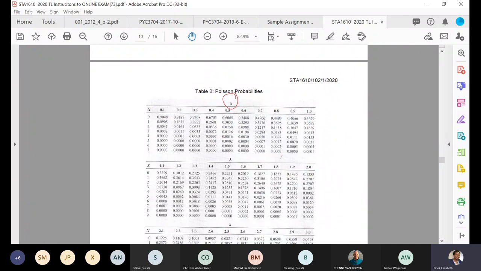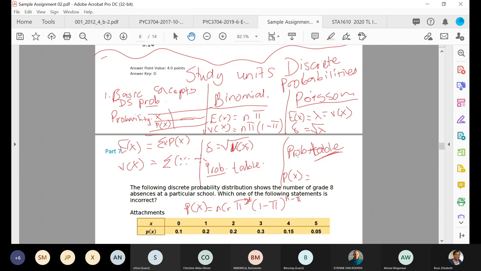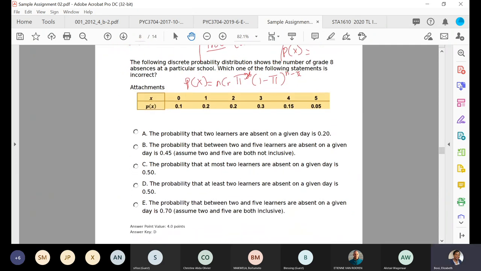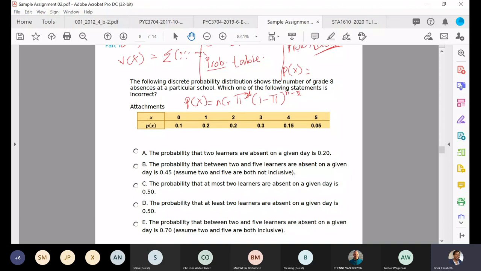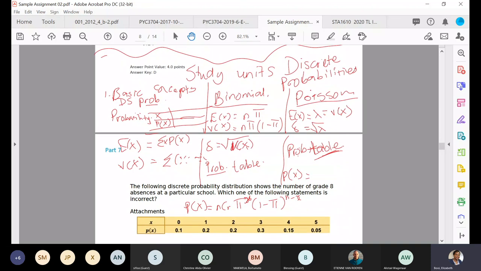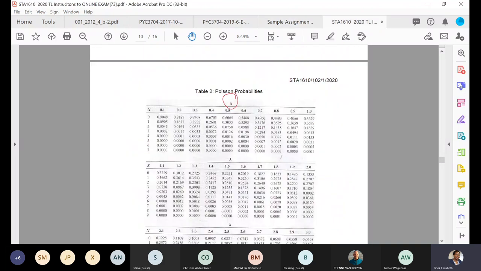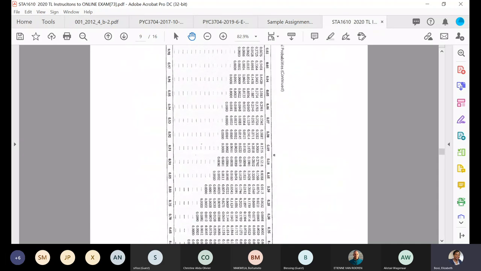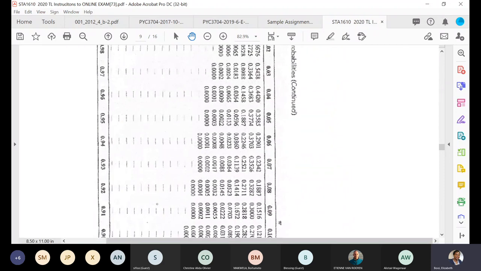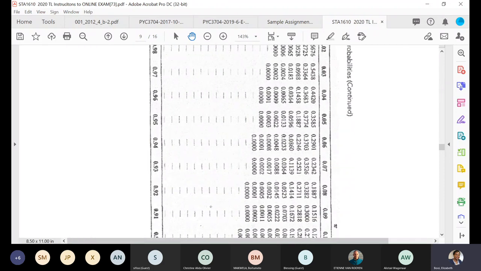So we might not find all the values if we are given bigger values that are not given on those tables. But in the exam, the values that they will give you will correspond to the table that you have in front of you. Okay, so before we answer the question, I also want to remind you that finding the probability, irregardless of which one we're finding, whether it's Poisson or binomial or discrete.